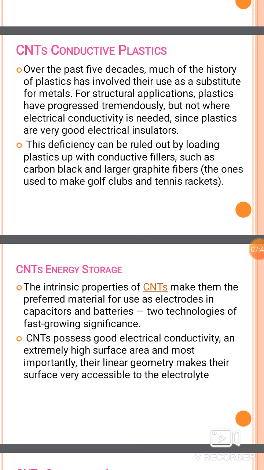The previous applications I mentioned already: insulators and just coating with carbon, so that automatically it has conductivity properties also. Before, we used metal, but with carbon nanotubes we automatically think about insulators and coating with carbon, so the same applications are included in conductive plastics also. This deficiency can be ruled out by loading plastic up with conductive fillers such as carbon black and larger graphite fiber, the ones used to make golf clubs and tennis rackets. These are examples of conductive plastics.